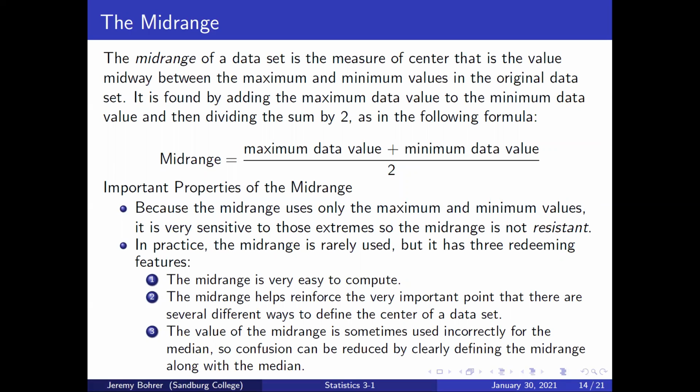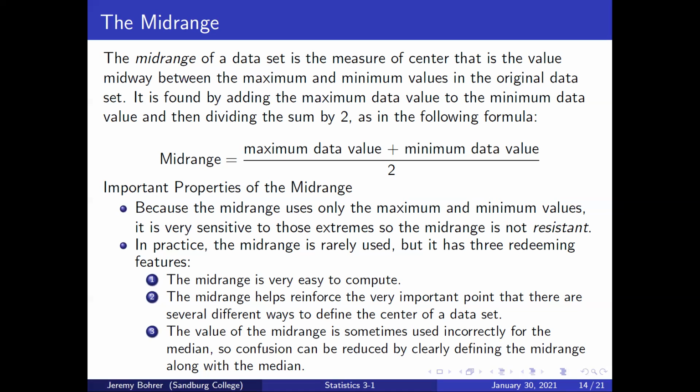The mid-range of a data set is the measure of center that is the value midway between the maximum and minimum values in the original data set. It is found by adding the maximum data value to the minimum data value and then dividing the sum by 2, as in the following formula.